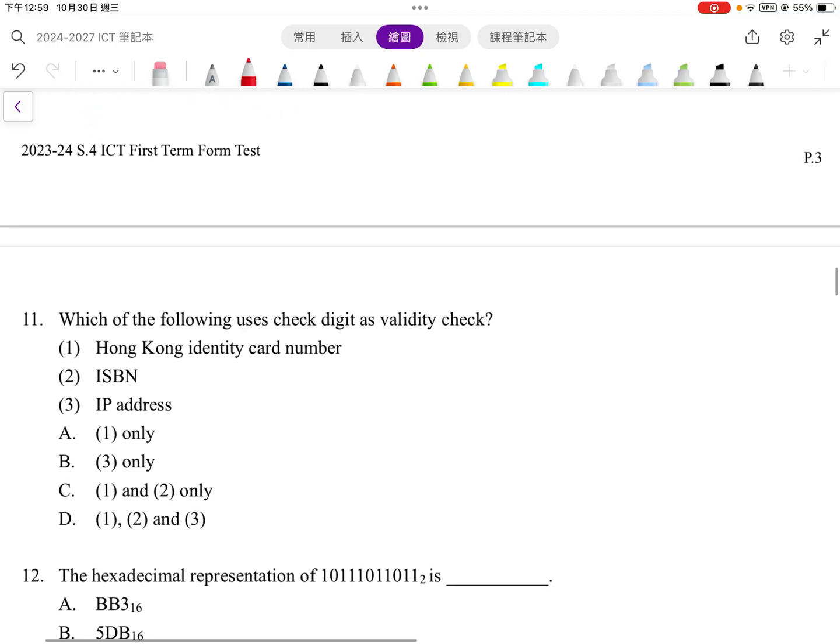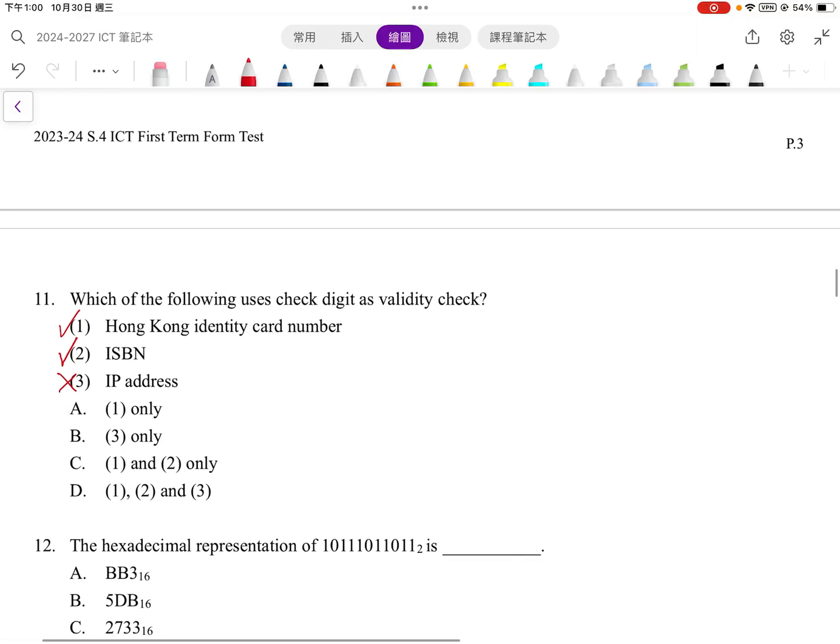And then for question 11, we see the check digit, which one is applied to 1, 2, or 3. The first one, Hong Kong ID card, we have done the example, so this is right. And for ISBN, this is also right, and you can check it on the internet. IP address is not, because IP address refers to the network, how devices recognize your device. We will talk more about this in a new chapter. So in this question, 1 and 2 should be the correct answer.